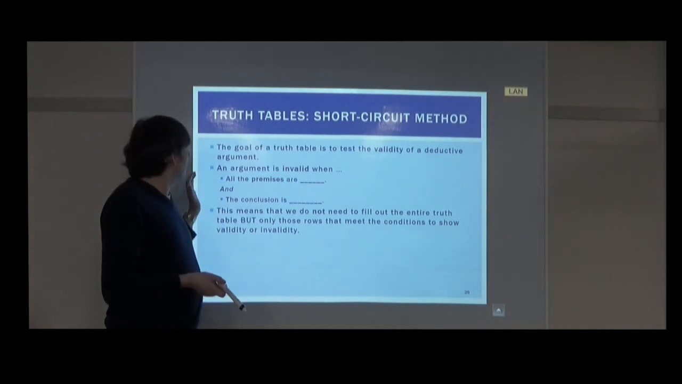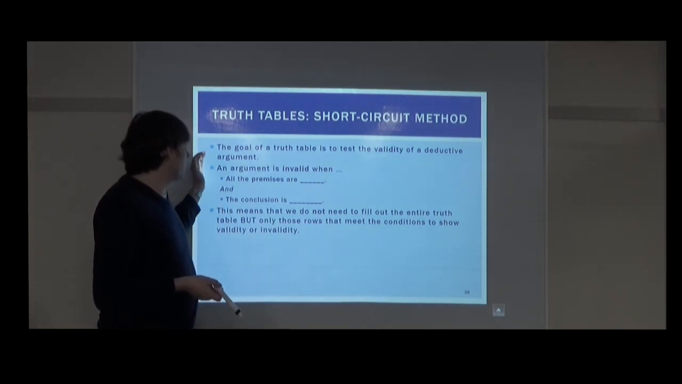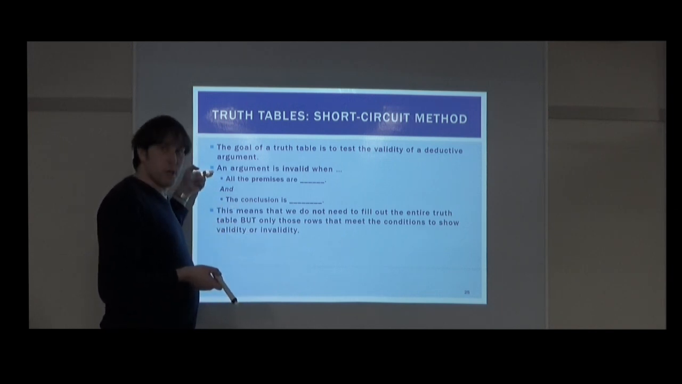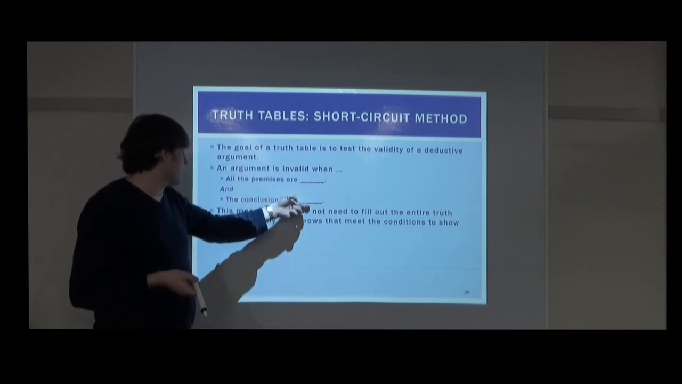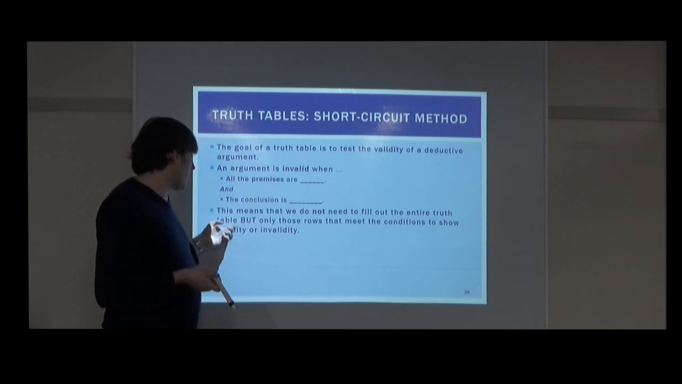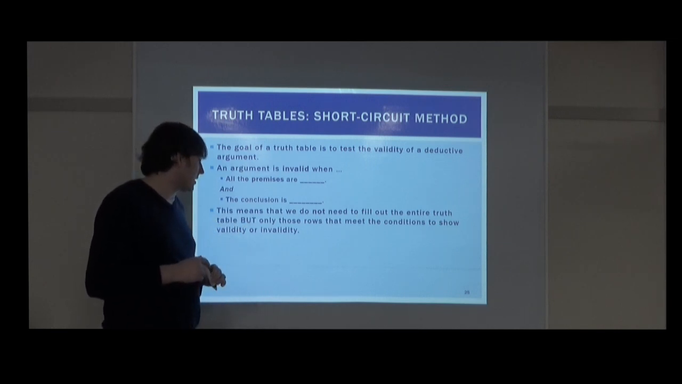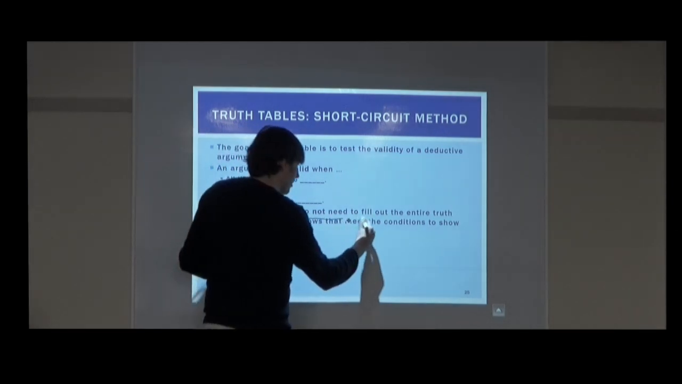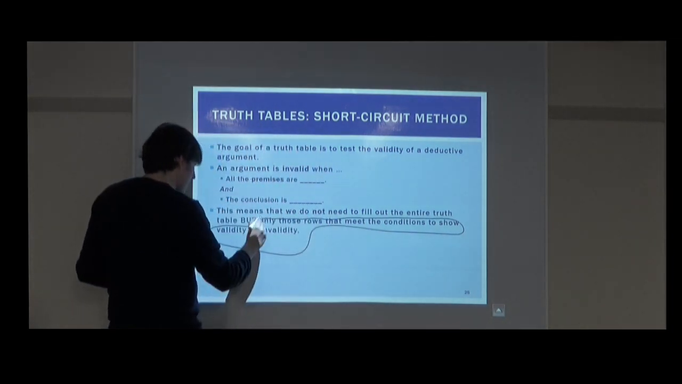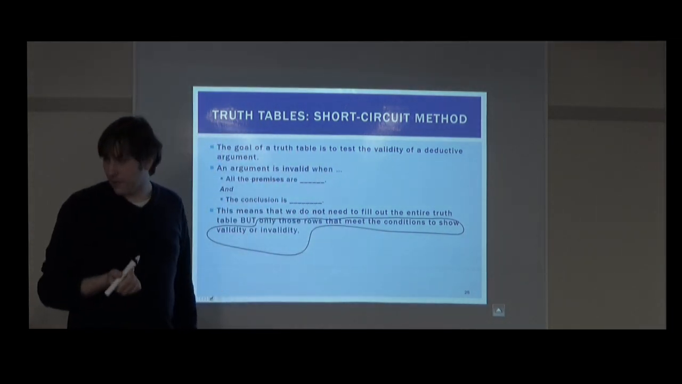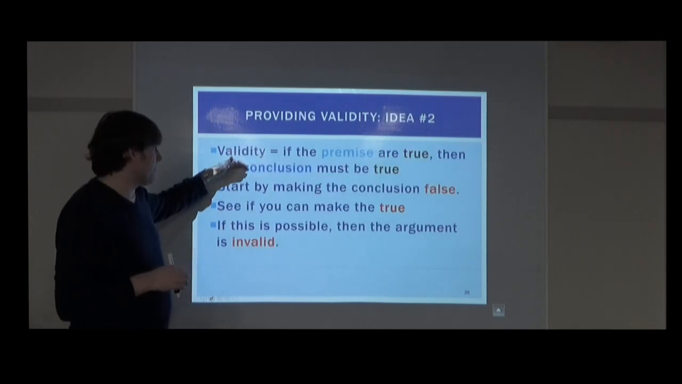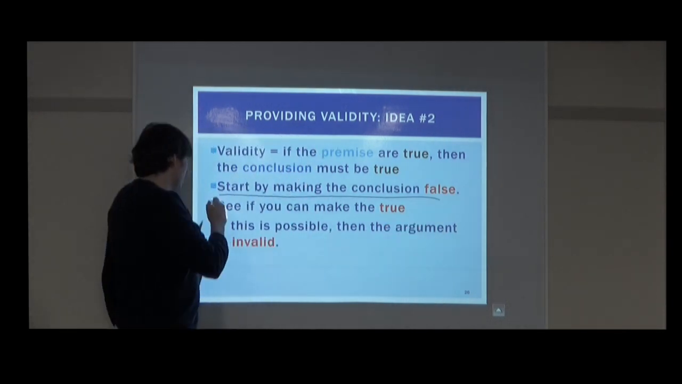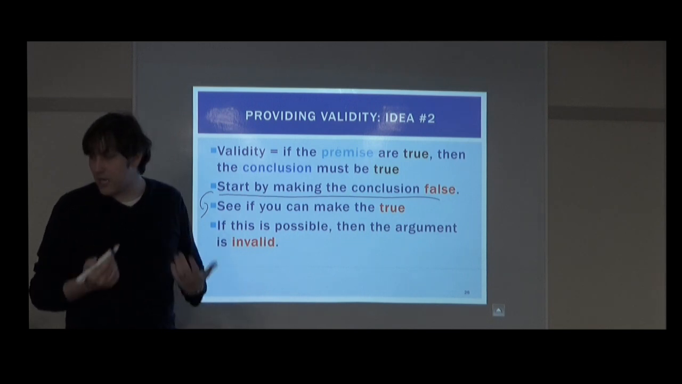So again, the goal of a truth table is to test the validity of a deductive argument. This works from saying an argument is invalid when all of the premises are true and the conclusion is false. This means we do not need to fill out the entire truth table, but only those rows that meet the conditions to show validity or invalidity. So that's the basic idea that we're looking at here, is that we are short-circuiting by doing this. If these are true, the conclusion must be true. So here, what we did is we start by making the conclusion false. We then see if we can make the premises true. And if we can, it's invalid.